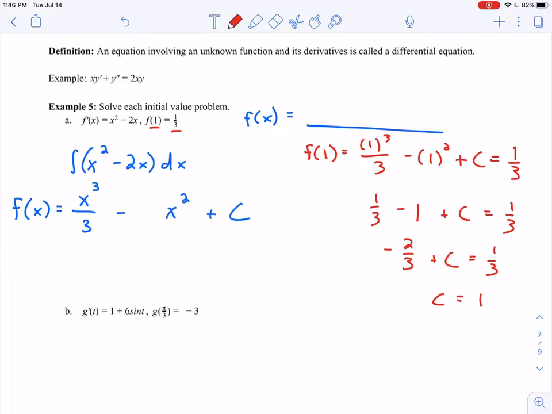But this is not my final answer, because what I need to do then is take this c equals 1 and plug it into my function. That function is my answer. That's what I want to give.